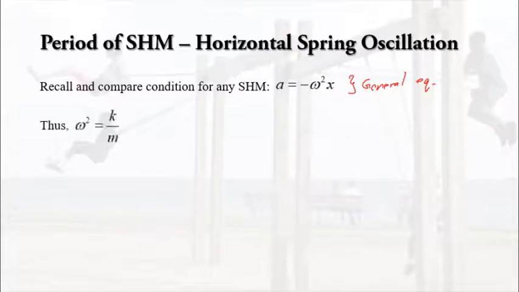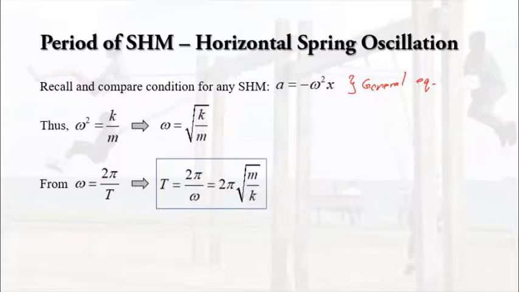So based on the comparison, you get omega squared equals k over m. Rearrange the equation, you're going to get omega equals square root of k over m. So try to recall, omega equals 2 pi over T. You rearrange the equation, you're going to get T equals 2 pi over omega. And then again, you substitute this into the equation. Eventually, you're going to get T equals 2 pi square root of m over k. So remember, this can only be used for a spring.